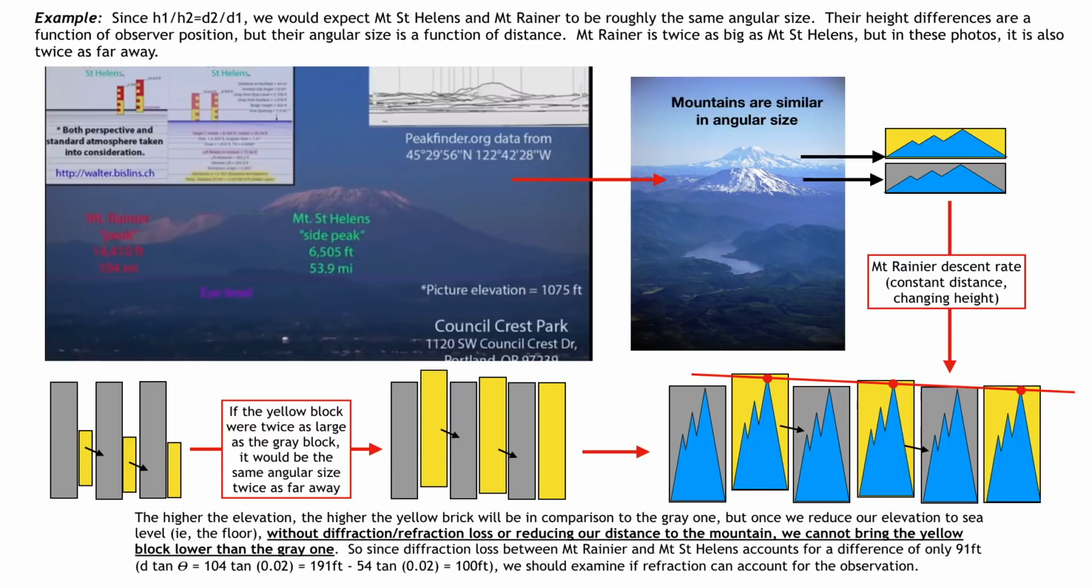So the diffraction loss between Mount Rainier and Mount St. Helens accounts for a difference of only 91 feet, such that d10 theta equal to 104 miles times the tangent of 0.02 equals 191 feet for Mount Rainier, minus the Mount St. Helens loss, which would be 54 miles times the tangent of 1 arc minute, or 100 feet. So that gives us 191 feet minus 100 feet, that's 91 feet. Because that difference is very low, Mount Rainier could possibly be 91 feet lower than Mount St. Helens, but 91 feet is negligible. So we should examine if refraction can account for this observation.